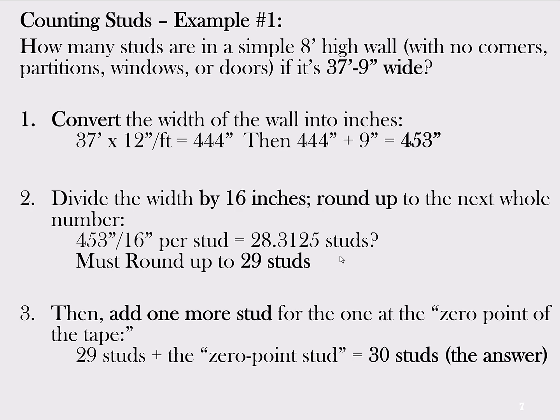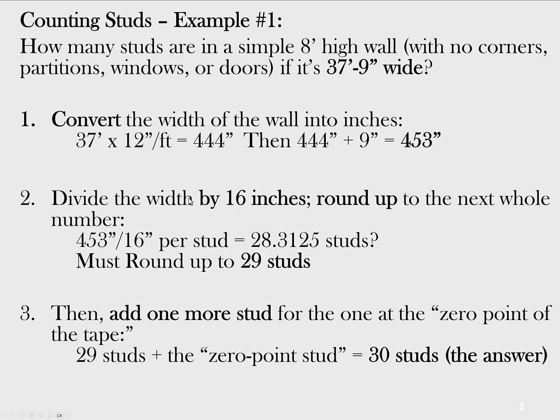So that's our answer so far, 29 studs, but that didn't count the 0-point stud. So down in step 3, we're adding one more stud for the one at the 0 point of the tape. So 29 studs plus that 0-point stud, that's 30 studs, and that's your answer. These are multiple choice test questions, so you've got to get it right, or else nothing helps. So 30 studs, that's your answer.